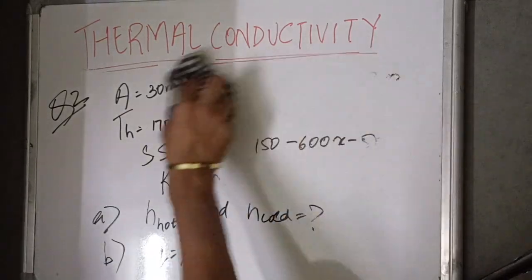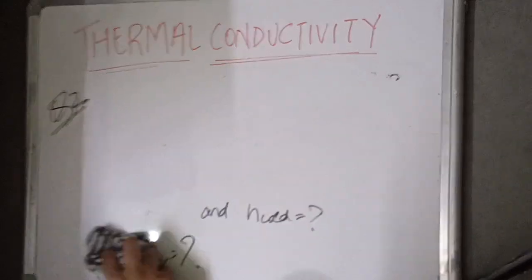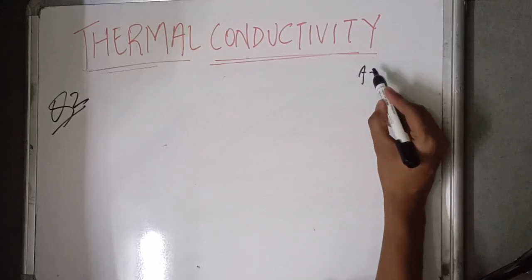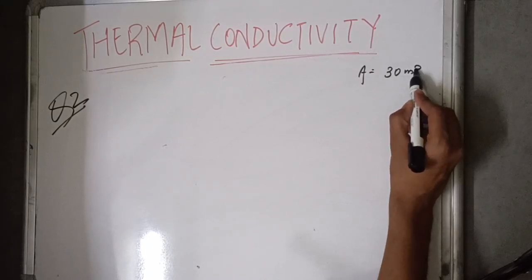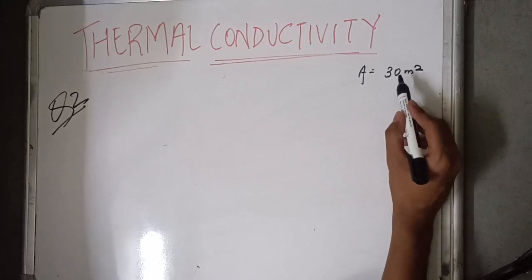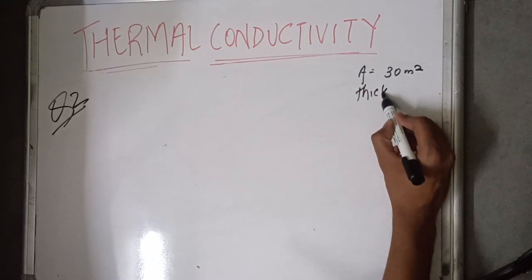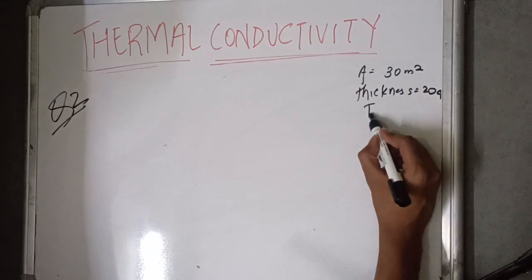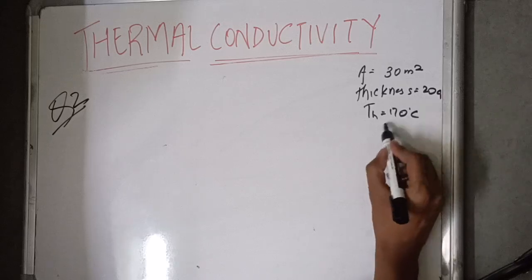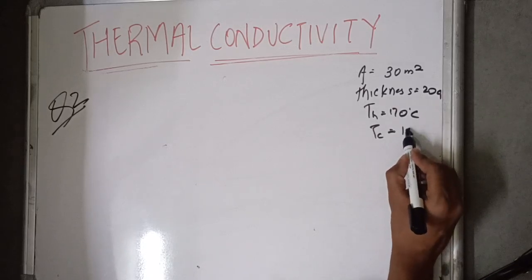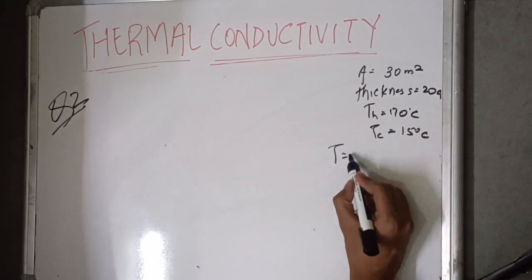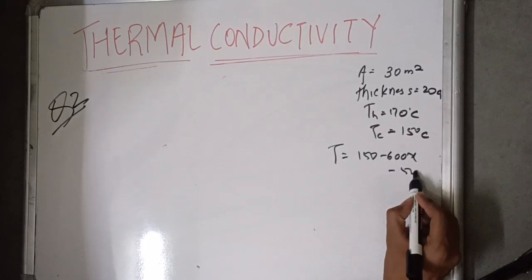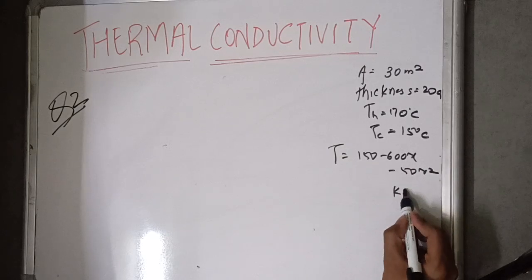First we will write the given data on the side, so we can solve the question in the remaining space. We have the area as 30 meter square, the thickness as 20 centimeter, the hot fluid temperature as 170, and the cold fluid temperature as 15. The temperature distribution, which is important, and the thermal conductivity are also given.